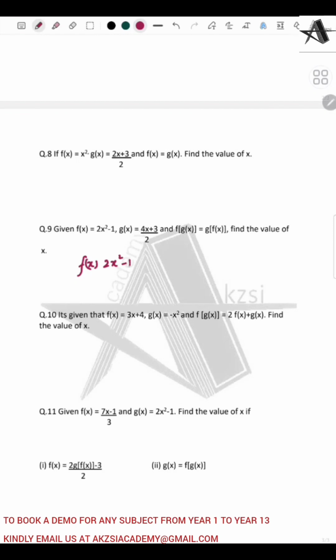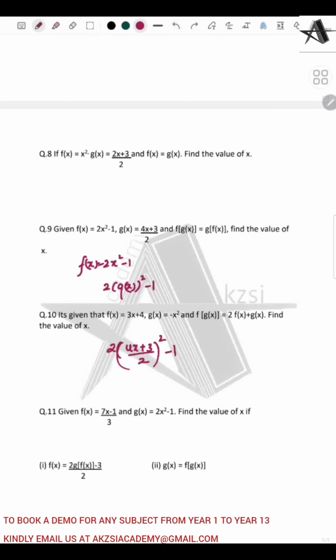2x squared minus 1. Now this is the one that we have to replace, that means in place of x I'll write g(x). It's going to be 2 times g(x) whole squared minus 1. What's the value of g(x)? It's (4x plus 3) over 2. So in place of g(x) you will write ((4x plus 3) over 2) whole squared minus 1. This is what we have to do. Either we can just simplify it right there, but ultimately we have to equate. So this is the reason I'm thinking we'll simplify it later.